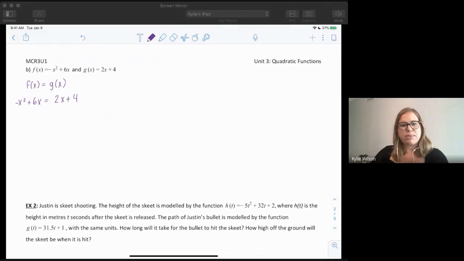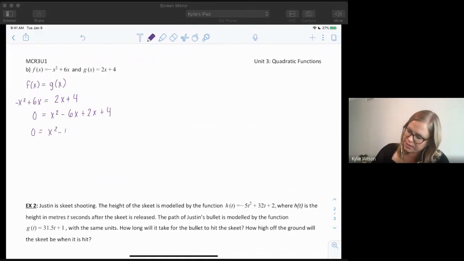So now, because it's a quadratic and we have that x squared, we need to set it equal to 0 to solve it. So we'll have 0 equals x squared minus 6x plus 2x plus 4. I just moved everything over to the right side of the equal sign. Now I'm just going to collect some like terms, like this.